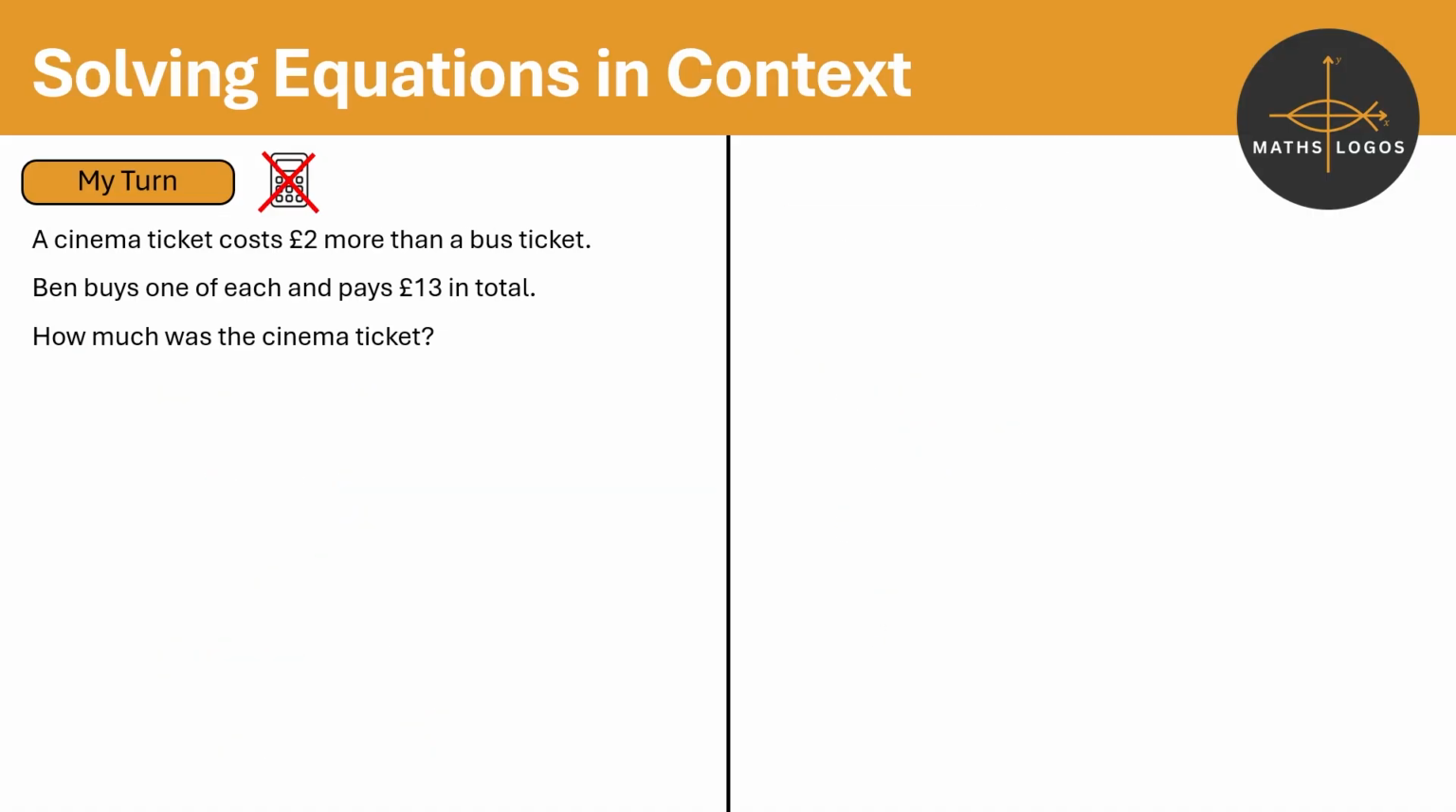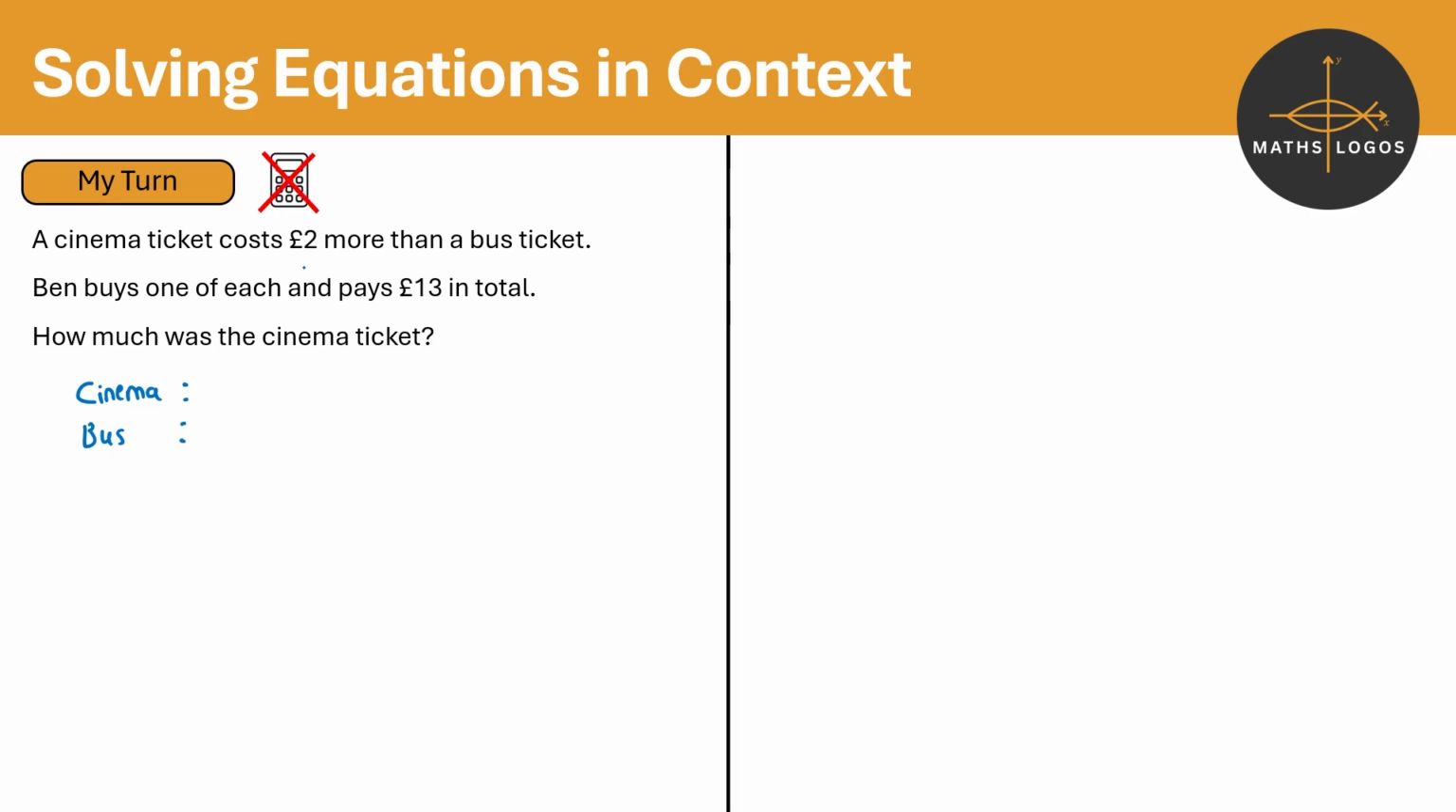The next example is a worded problem. We want to solve it using algebra. Let's jump into it. A cinema ticket costs £2 more than a bus ticket. Ben buys one of each and pays £13 in total. Let's think about each of these tickets. So we've got cinema tickets, and we've also got bus tickets.